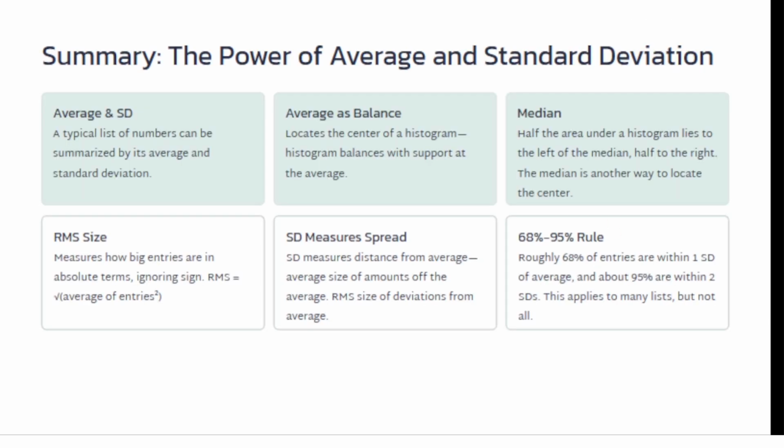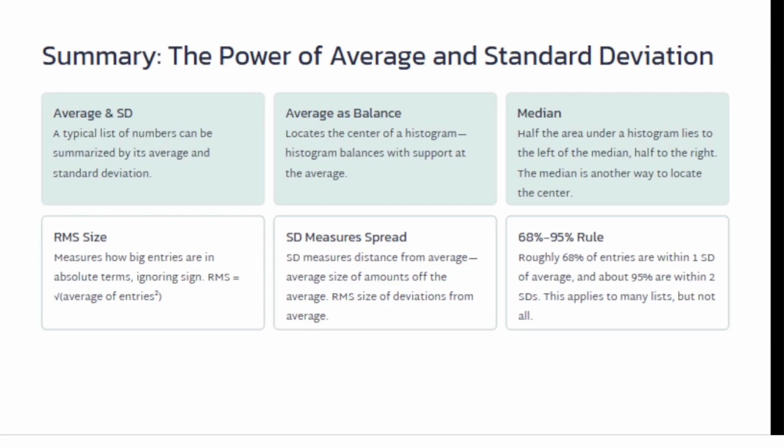So as a summary of this episode, what we learned today. We learned that a typical list of numbers can be summarized by its average and standard deviation. We learned that the average locates the center of the histogram, meaning the histogram is balanced with support at the average. And we learned that half the area under the histogram lies to the left of the median and the other half falls to the right of the median, and the median is another way to locate the center of a histogram.